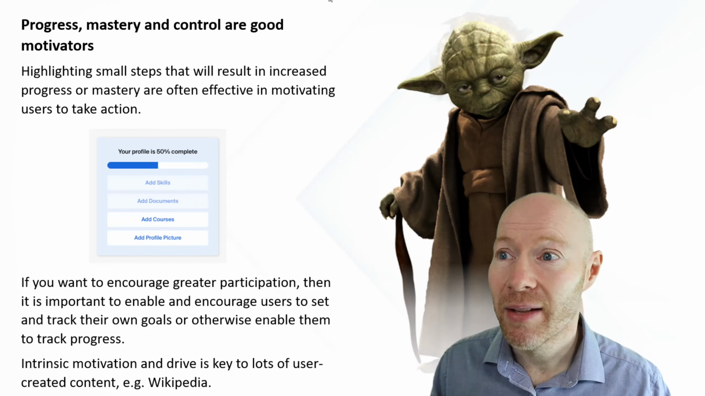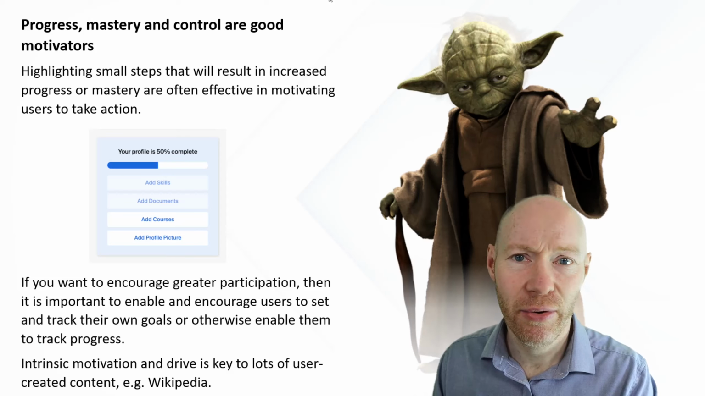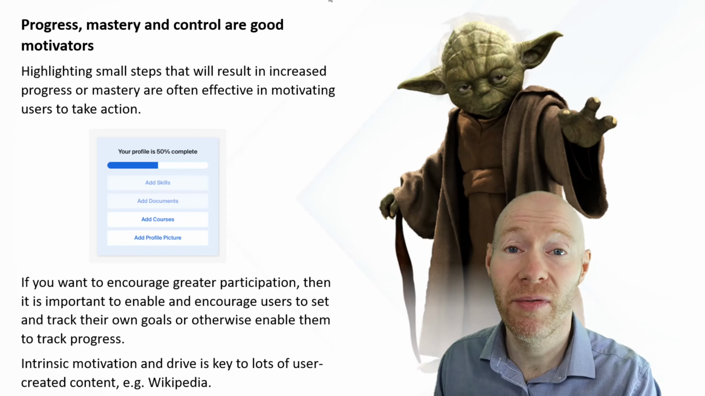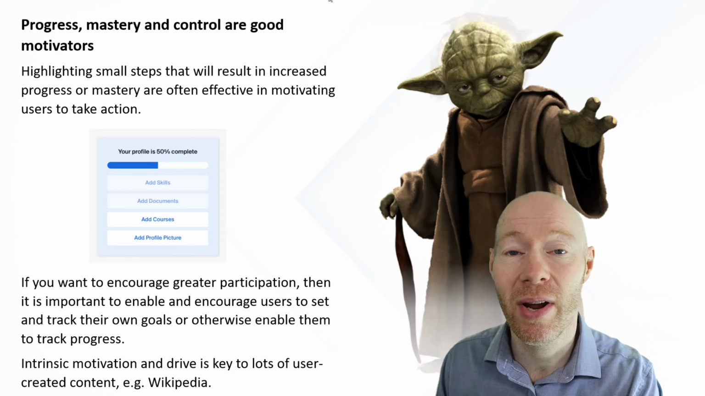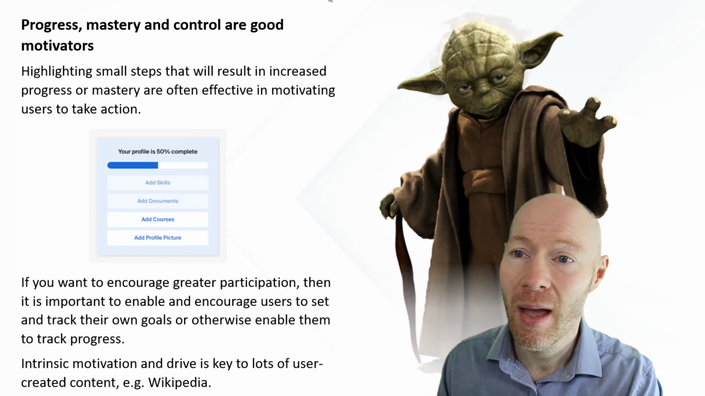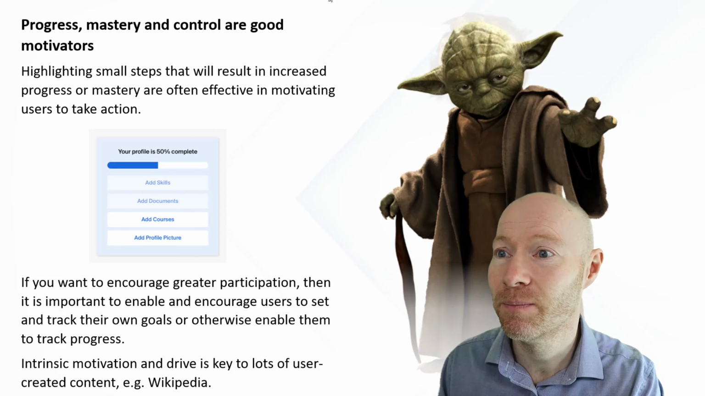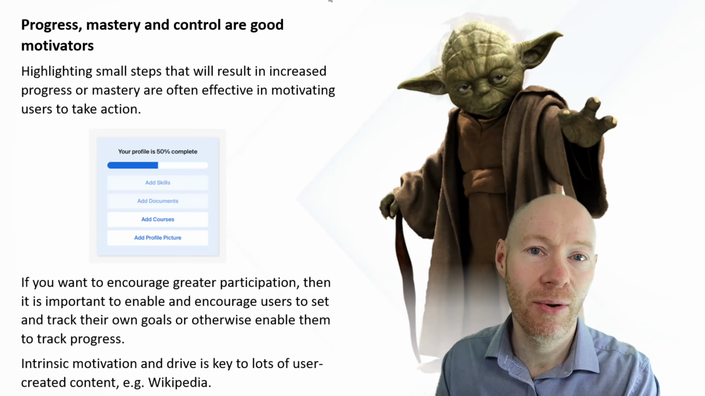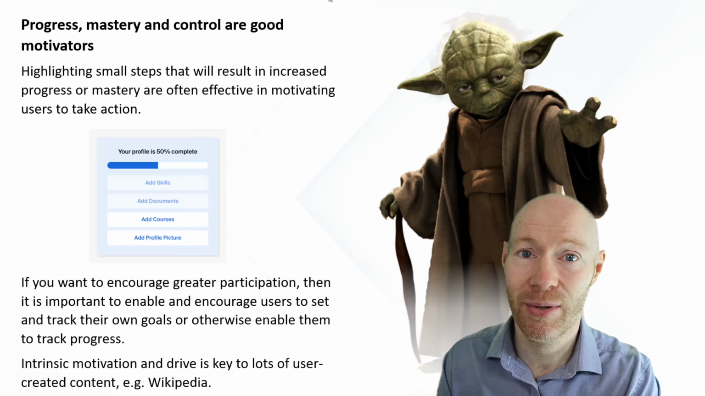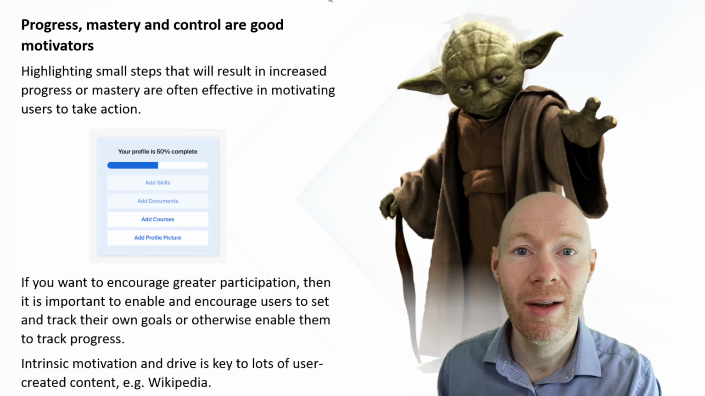With regard to that then, things like progress, mastery and control are all good motivators and are all good things that we can try to integrate into our software. And there's a number of ways we can do that to enable it to happen most effectively. One of the ways is to highlight small steps that help bring people towards their goal.